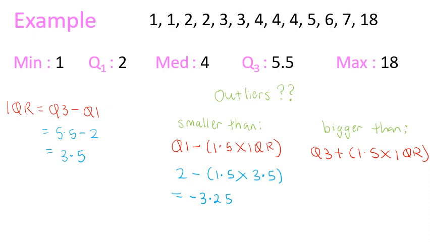And the bigger than one, so Q3 is 5.5 plus 1.5 times the IQR, which is 3.5. Pop that in the calculator and it equals 10.75. So we're looking for numbers that are either smaller than negative 3.25, and there's no number smaller than that, or bigger than 10.75. Yes, 18 is bigger than 10.75, so therefore 18 is an outlier.